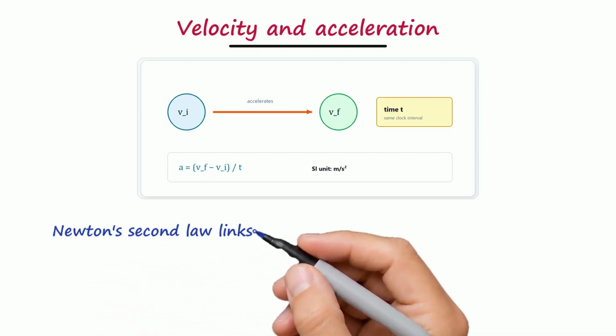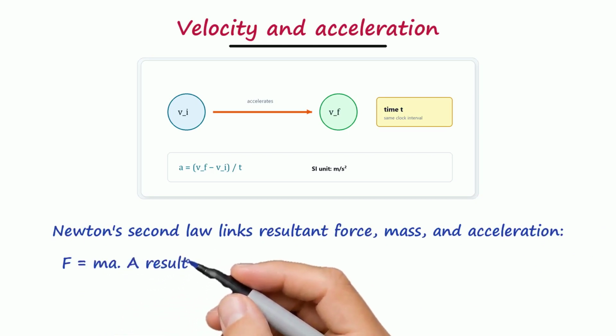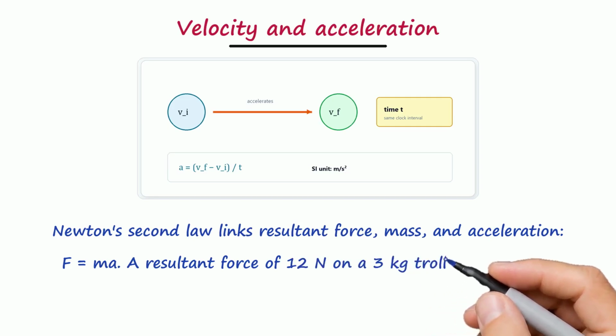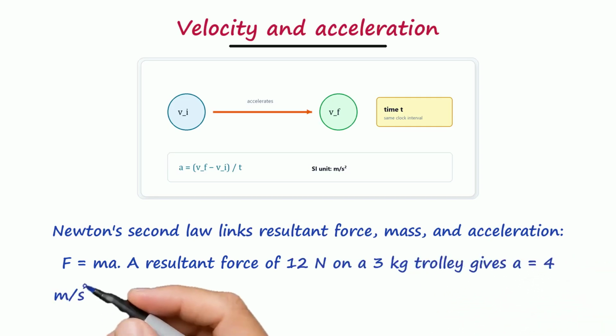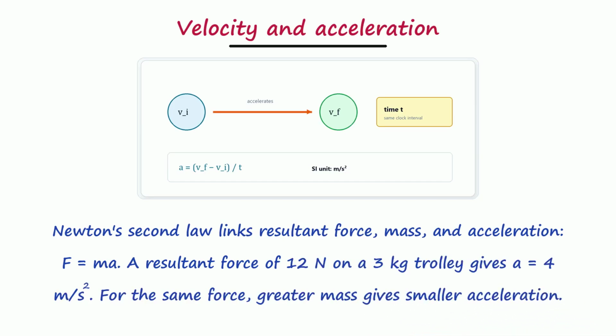Newton's second law links resultant force, mass, and acceleration. Force equals mass times acceleration. A resultant force of 12 N on a 3 kg trolley gives a equals 4 m/s squared. For the same force, greater mass gives smaller acceleration.